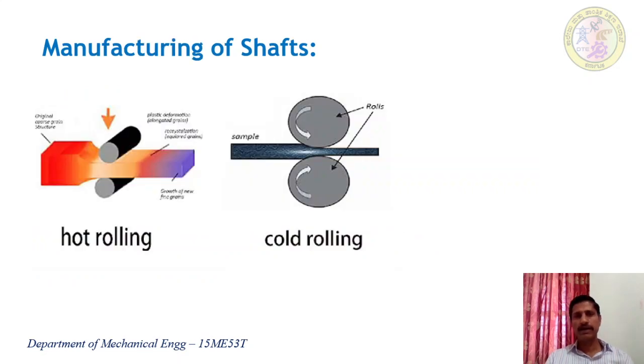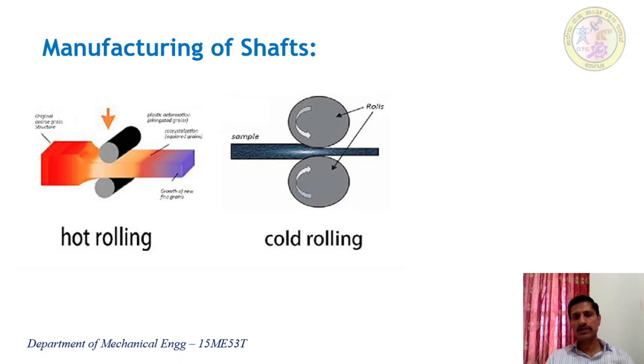Next is manufacturing of shaft. So shafts are manufactured by using two processes. One is by using hot rolling and the second one by using cold rolling. The difference between these two is, when it comes to hot rolling, the operating temperature will be more than the recrystallization temperature of the material. But when it comes to cold rolling, it will be below the recrystallization temperature.